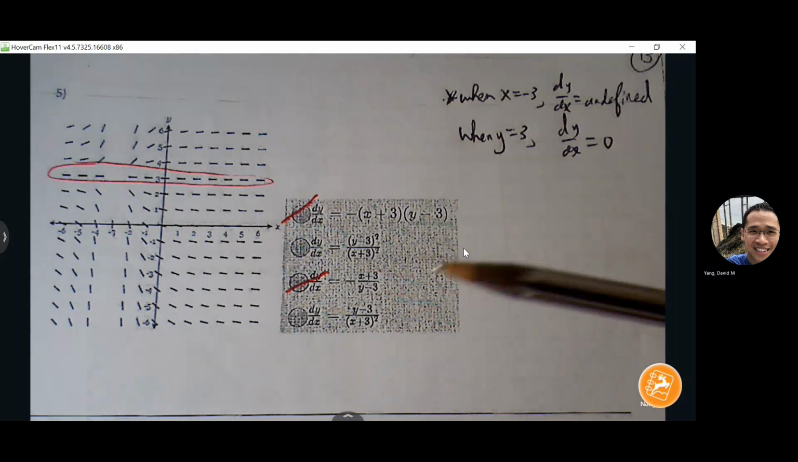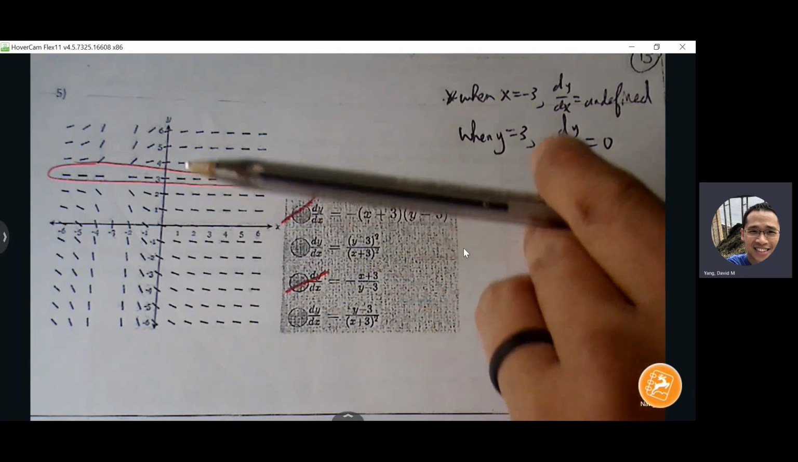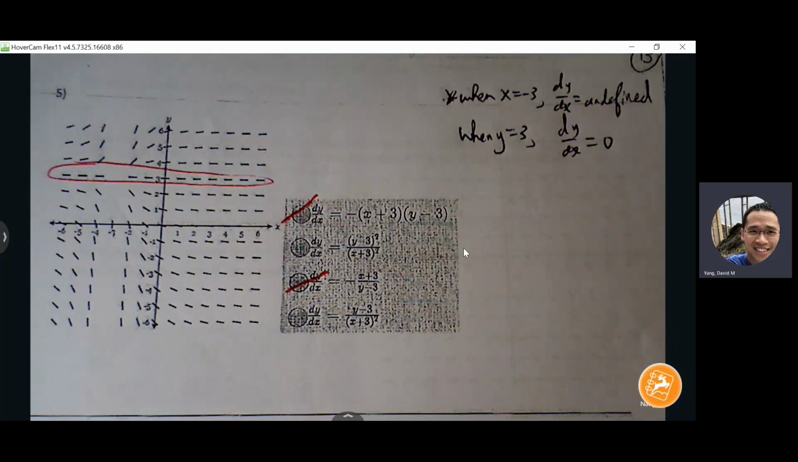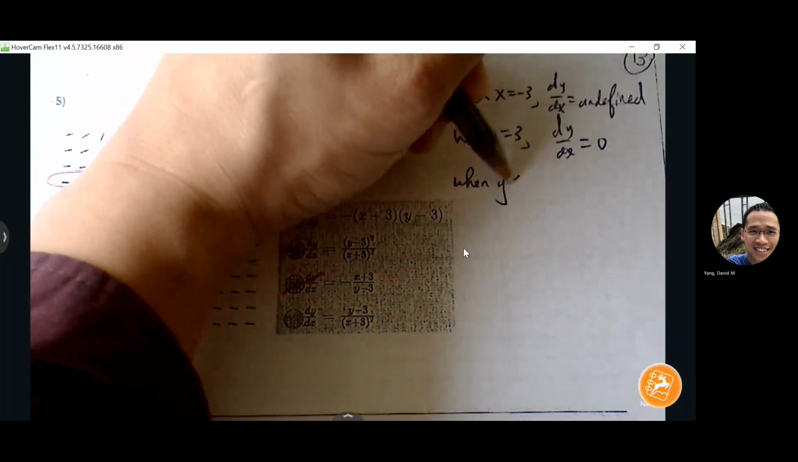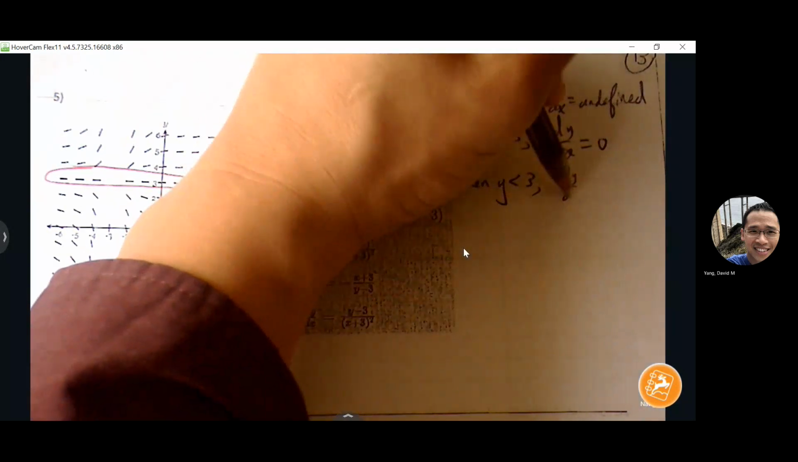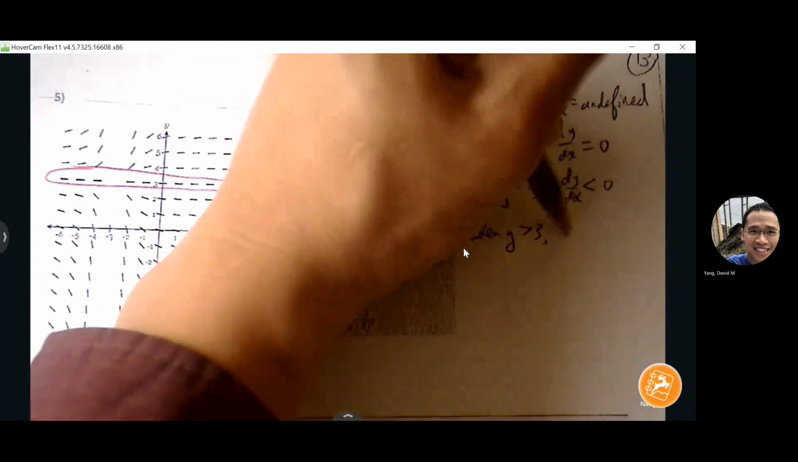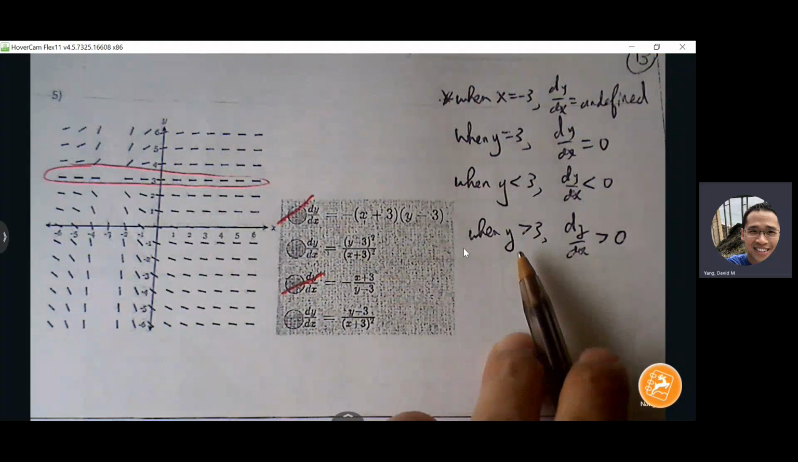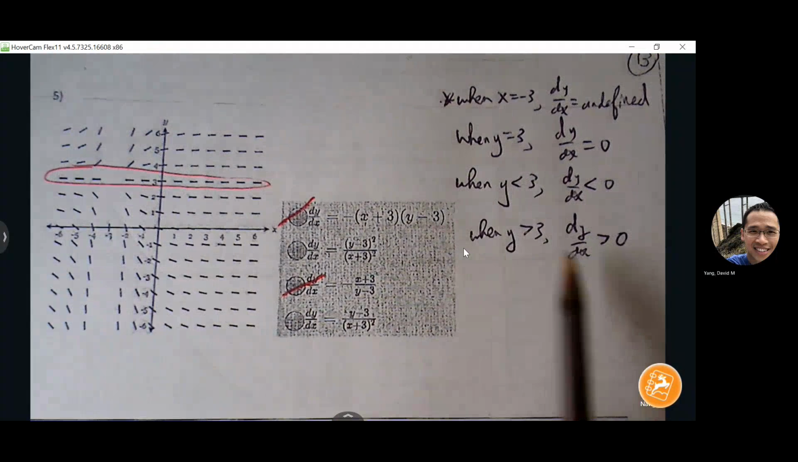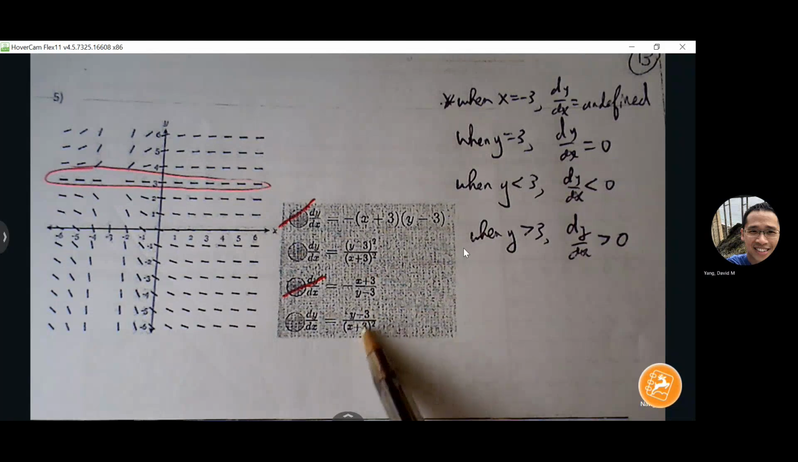Y is less than, right? Anything that's below 3, I'm seeing all negative slope. Anything above 3, I'm seeing all positive slope, right? So when y is less than 3, dy/dx is less than 0. Right, so if I plug in 4, I should be getting a positive number, right? So if I plug 4 in, yep, that's giving me a positive number. If I plug 4 in here, getting a positive number here.